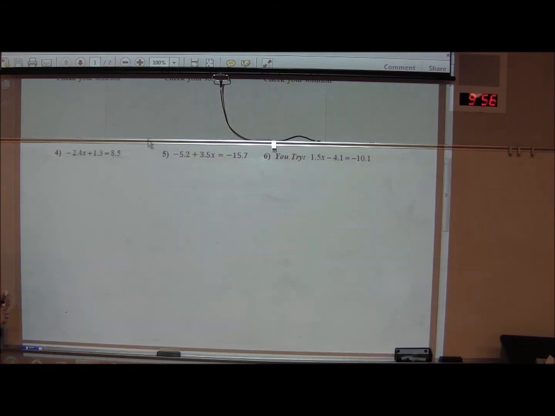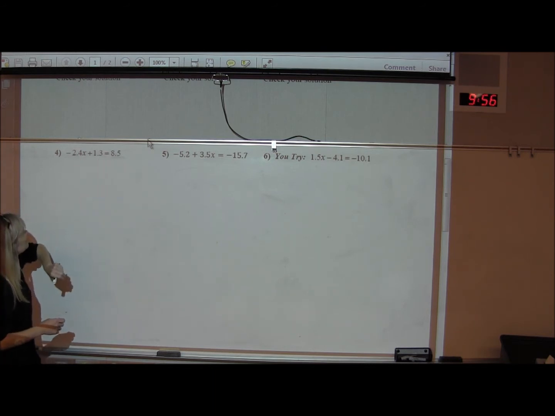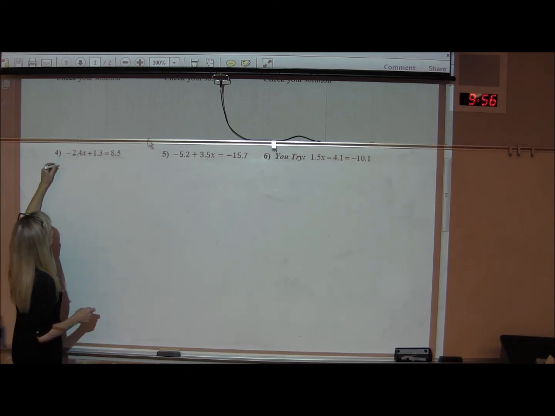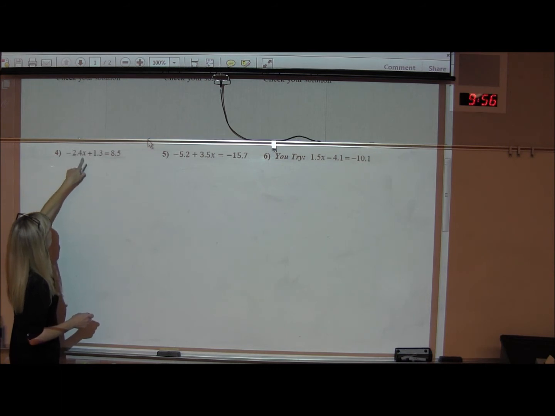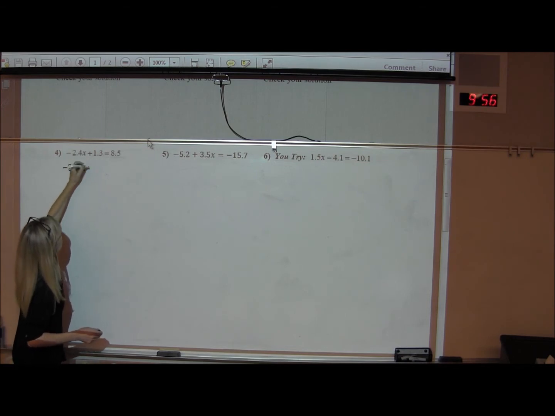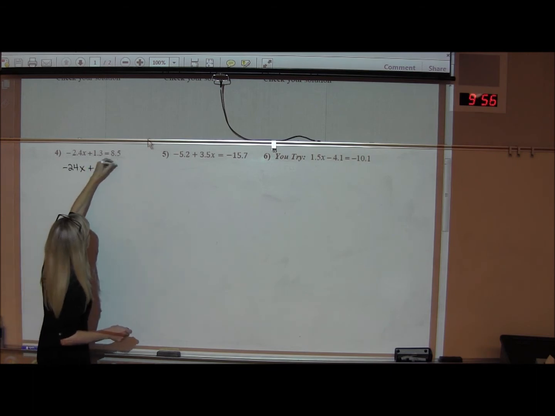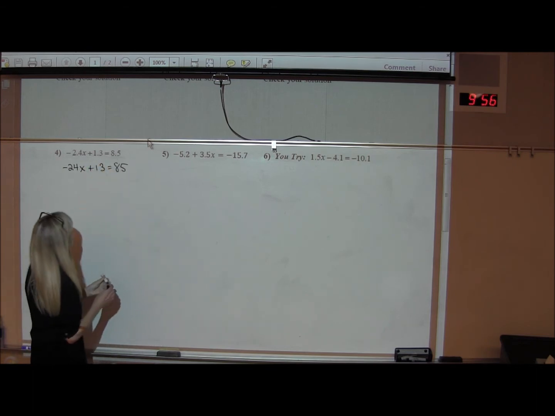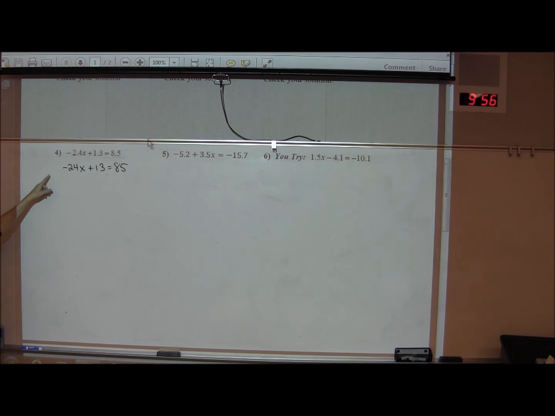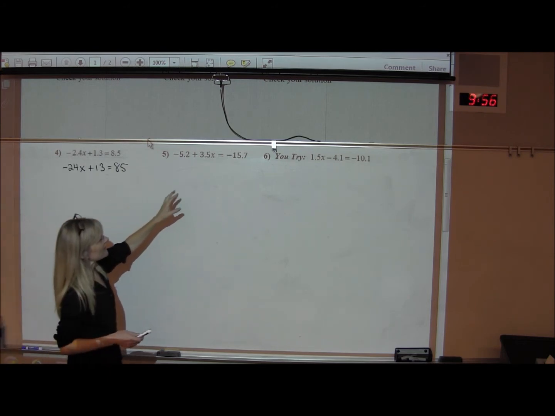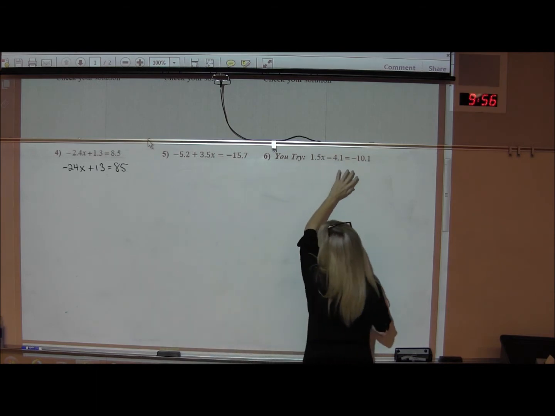So we're done. Decimals. What if I multiply both sides of this equation by 10? So I'd get 10 times this is just negative 24, right? 10 times this one is just 13. And 10 times this is just 85. And that looks a lot more like our other ones. So if you hate decimals, multiply everything. In this case, multiplying by 10 works.